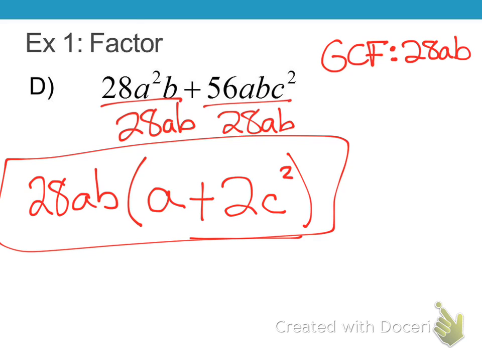This is a good one to distribute it back out and see if you end up with where you started. And you can just do that in your head. 28AB times the A would just give us an extra A, right? Which is what we needed. That takes us right back to here. And then 28ab times 2c squared, you just multiply the 28 and the 2, you get the 56. We have the a and the b, and then there's the c squared. So you're good.